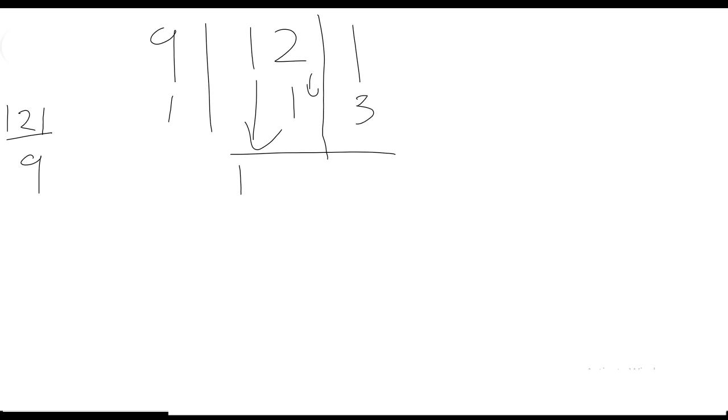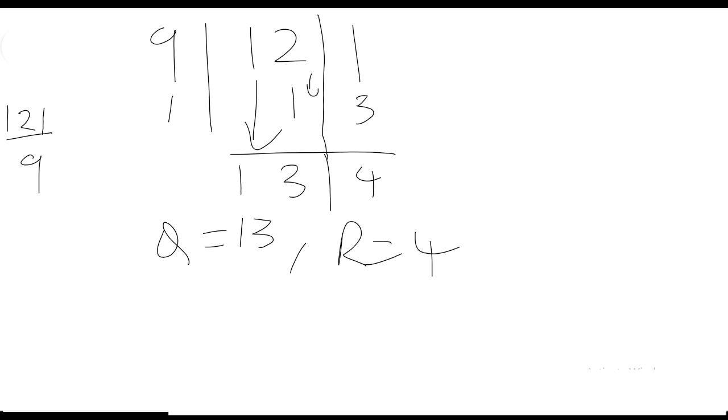Then we have to add the product we got when multiplying the complement with the first digit to the second digit, that is 2 and 1, we get 3. So now finally we have to add everything. 3 plus 1 gives 4, 2 plus 1 gives 3. So the final answer is quotient is equal to 13 and remainder is equal to 4.